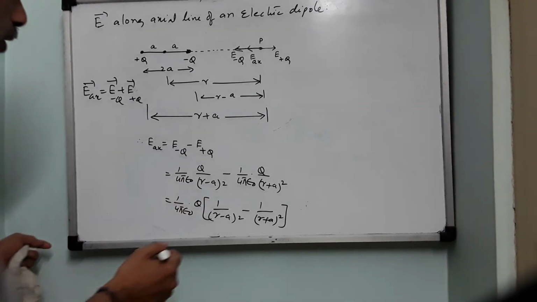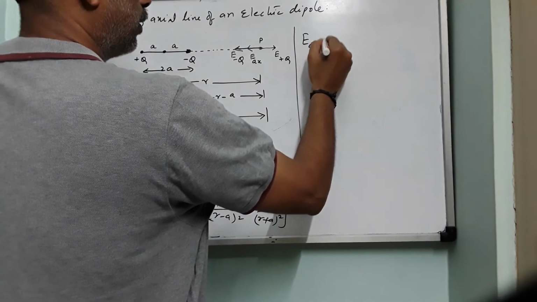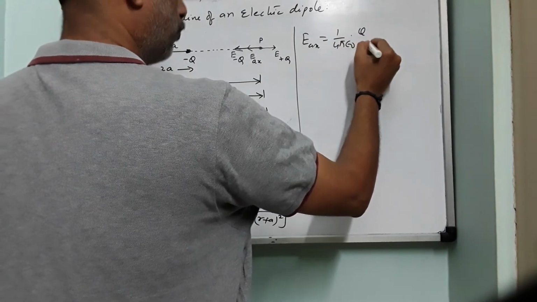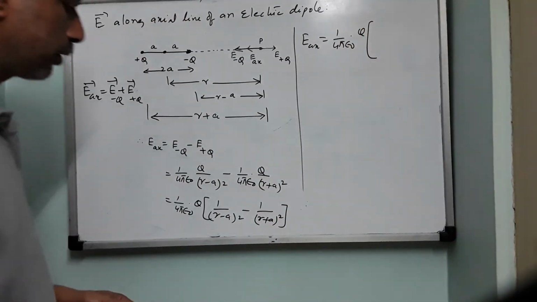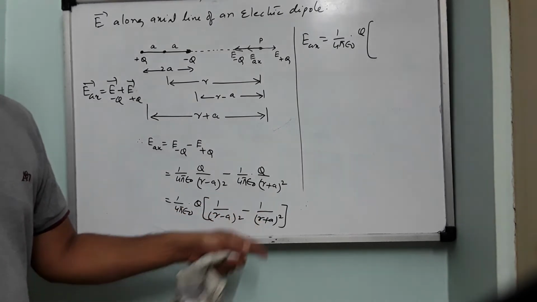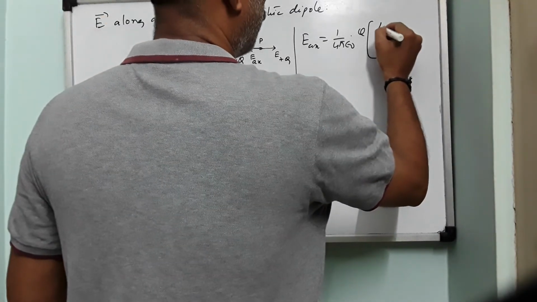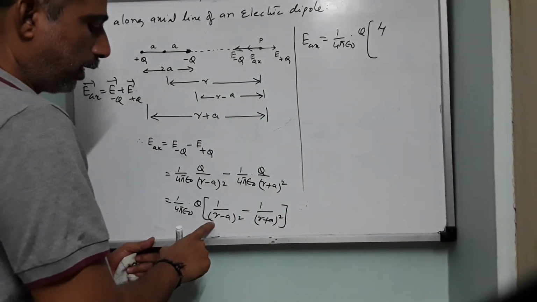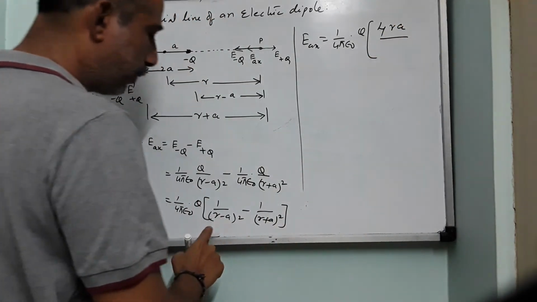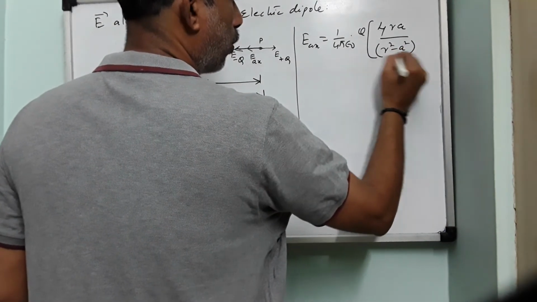Now we will go ahead. So this will be E axial equals 1 by 4 pi epsilon 0 into q, brackets, 1 by (r minus a) whole square minus 1 by (r plus a) whole square. This is 4ra by (r square minus a square) whole square.